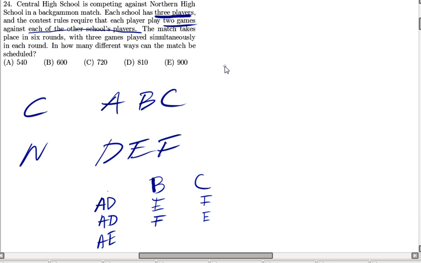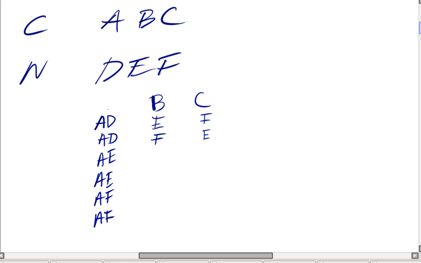Now, to keep organized, let's define variables for each player. Not variables in the conventional sense, but symbols. So for Central High School, call the players A, B, C, and for Northern, call them D, E, F. Now, we're going to need to get organized, so we come up with a sort of table diagram.